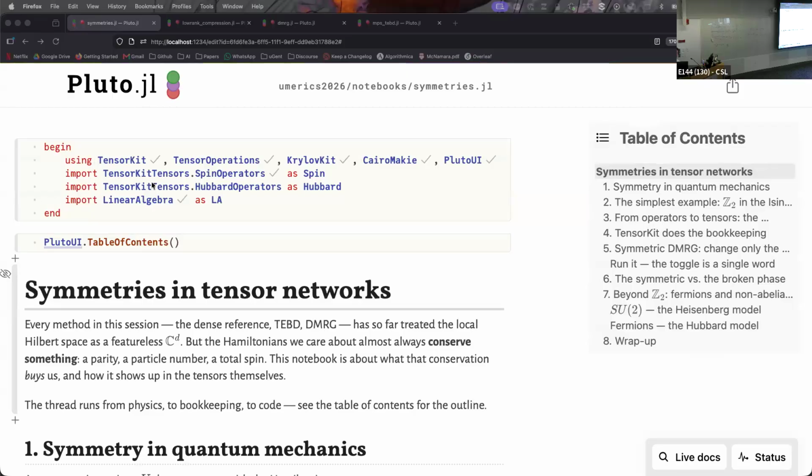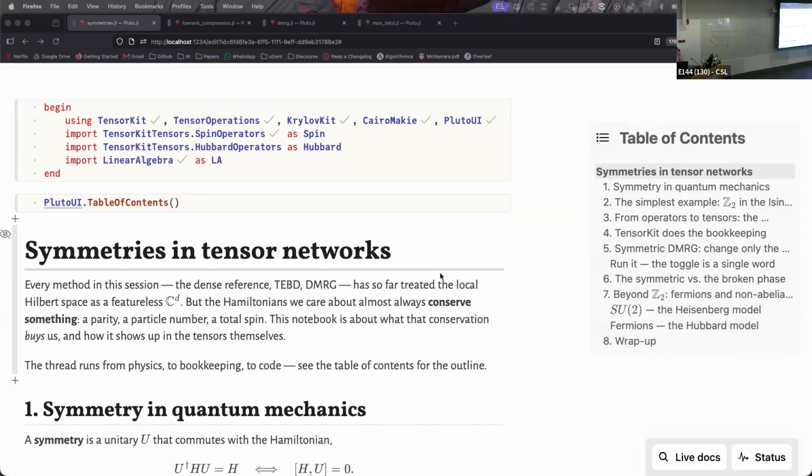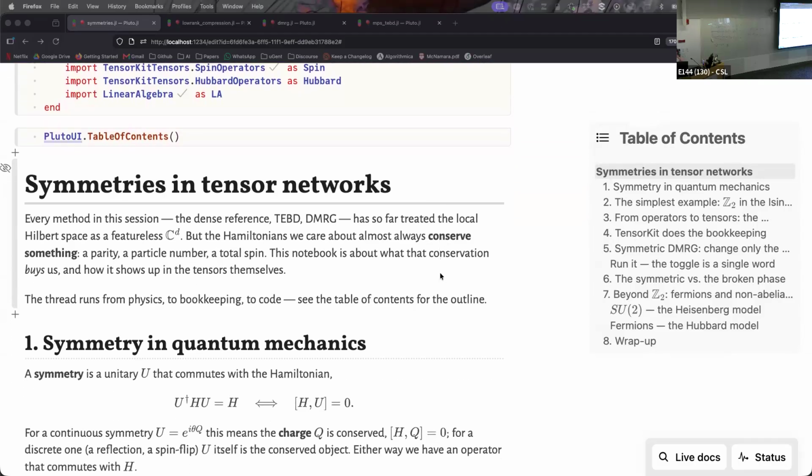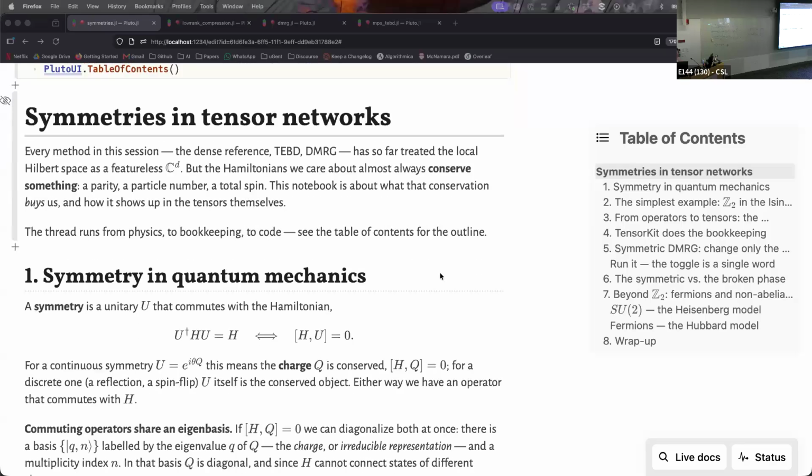For the remainder of the day, I want to give you a brief notion of one of my favorite things about tensor networks. This is all going to be incredibly biased, and feel free to call me out on that. Who has heard about or knows what I mean when I say there's a symmetry in quantum mechanics? Who has dealt with this before?